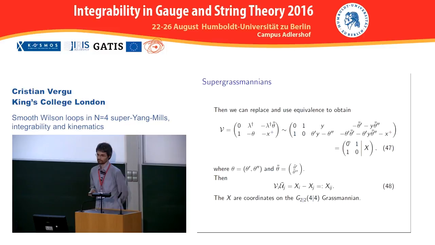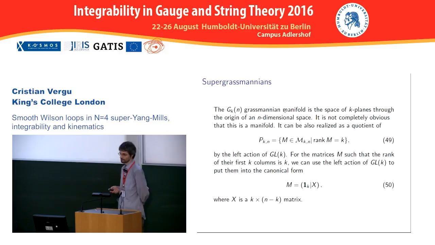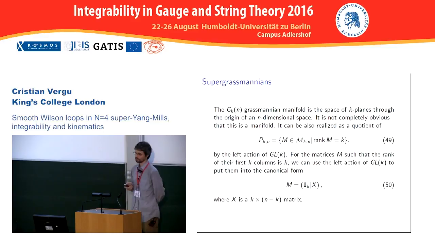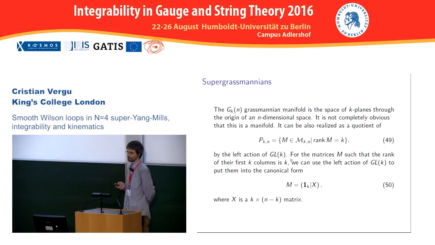So you see, this is a Grassmannian. You can think of this as a Grassmannian. So if I take the G(K,N) Grassmannian, this is going to be an example of a Grassmannian. Here I give you a general definition. This is the space of K-planes through the origin of an n-dimensional vector space. And this can be realized as a quotient. So what I can do is I can take matrices of type K times N. And these matrices have full rank. So here K is smaller than N. And then I can act on the left with GL(K).